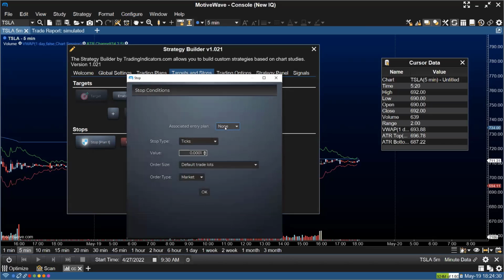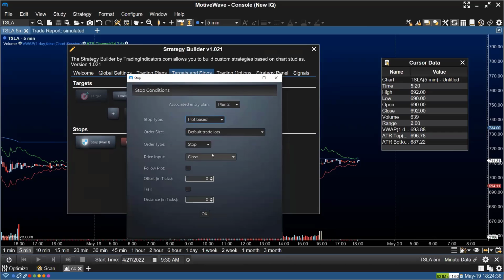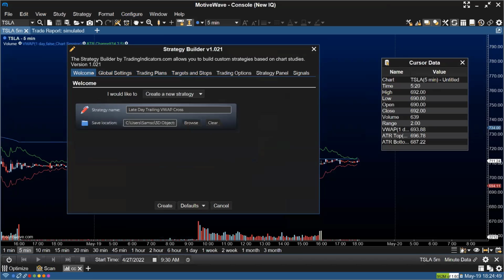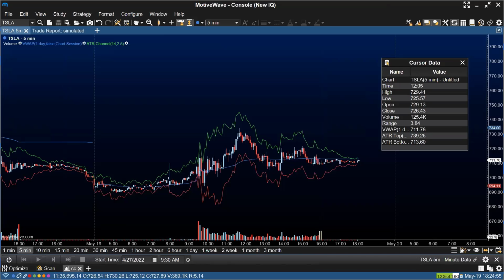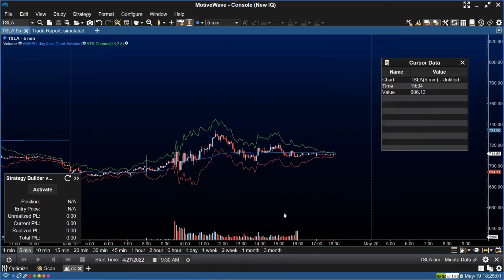And I'm going to do the same thing for my plan 2, my short trade, a stop order that's based on a plot on the chart, but I'm going to set the top band of the ATR channel for my short stop. I want it to follow and I want it to trail. So we've now set up this entire strategy in a couple minutes. And the next step in MotiveWave for testing your strategy, you click create. And if anything went wrong, you should see a message on the chart letting you know in most cases.